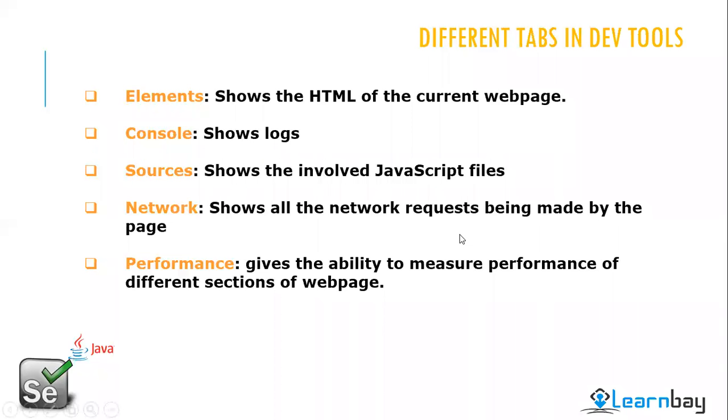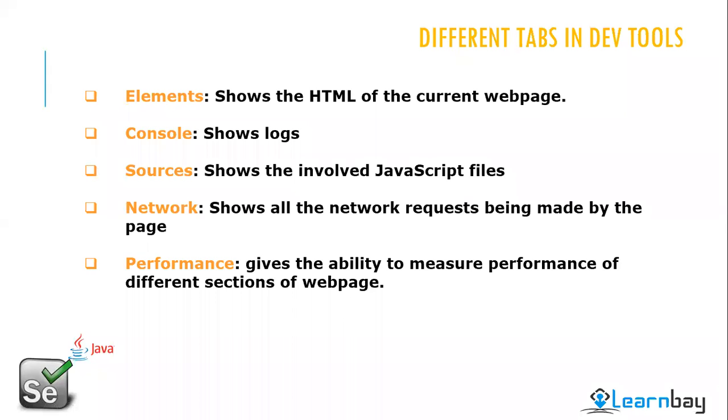So the elements tab is pretty simple. It shows all the HTML elements in the current web page. Console basically shows different logs that are coming out of a JavaScript execution.